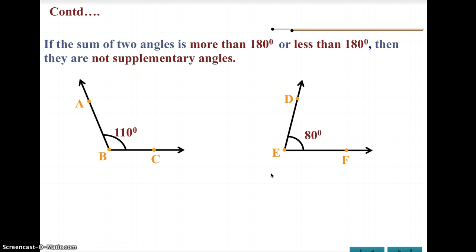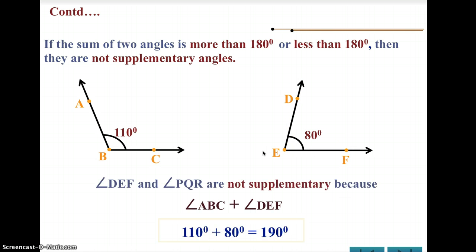Now, if the sum is more than or less than 180 degrees, then they are not supplementary. In this case, angle ABC is equal to 110 degrees, and the other angle, angle DEF, is 80 degrees. If we add them together, we will actually get 190 degrees. So angle DEF and angle PQR are not supplementary.